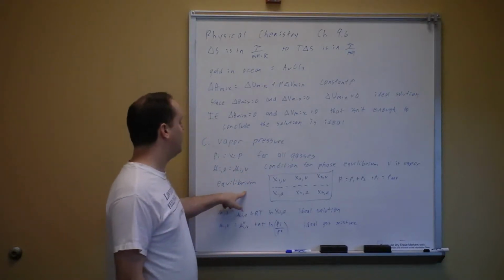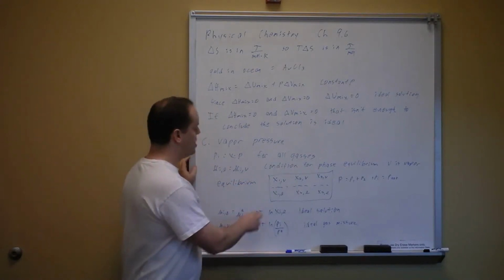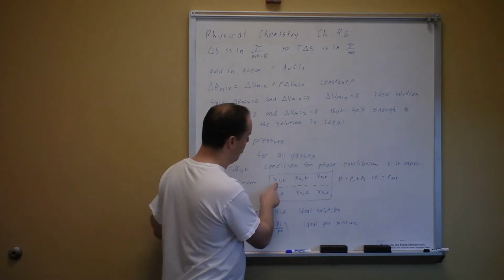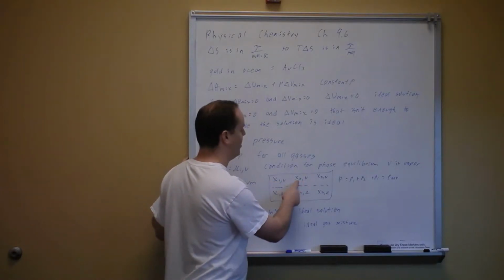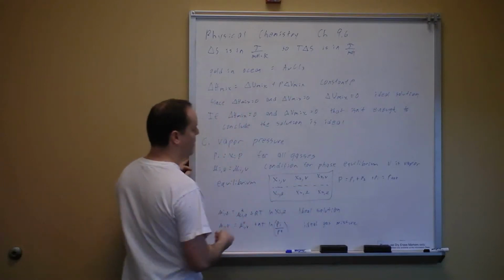So this is what our equilibrium looks like. We have our system, we have the liquid phase on the bottom, the gas phase on the top. So we have the mole fraction of substance 1 in the vapor phase, mole fraction of substance 2 in the vapor phase, mole fraction 3 in the vapor phase, etc., however many you got.